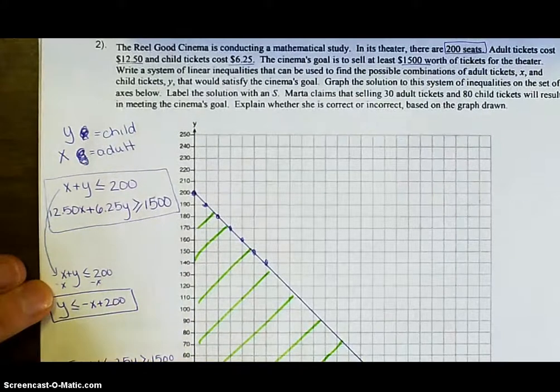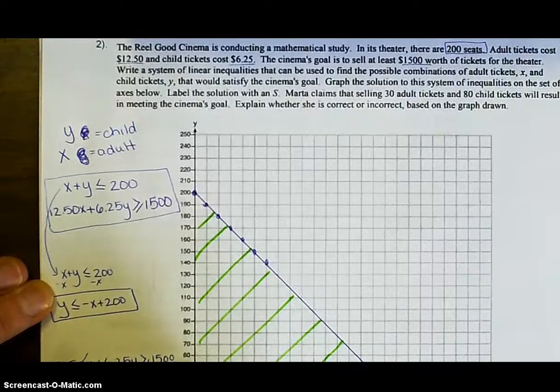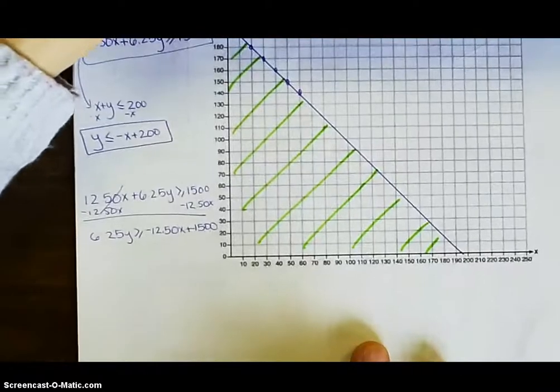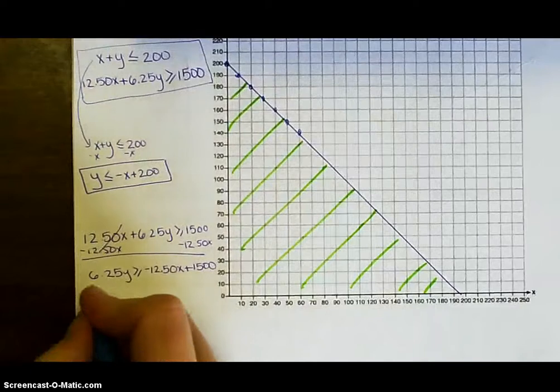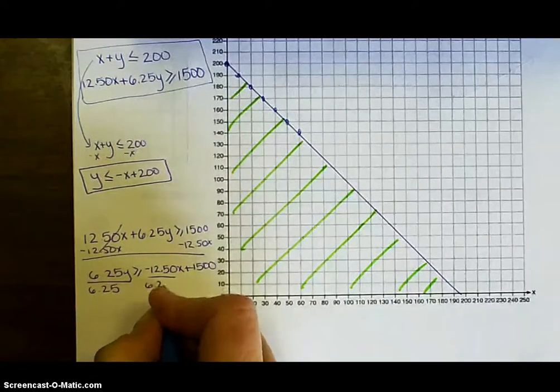So I'm going to subtract the 12.50x. I want to get the y by itself. So 6.25y is greater than or equal to negative 12.5x. I always want to put my x first, plus 1,500. Oh, I'm sorry, you can't see that. I'm going to move that up. Okay, so now we're going to divide everything by 6.25. I'm trying to get the y all by itself.